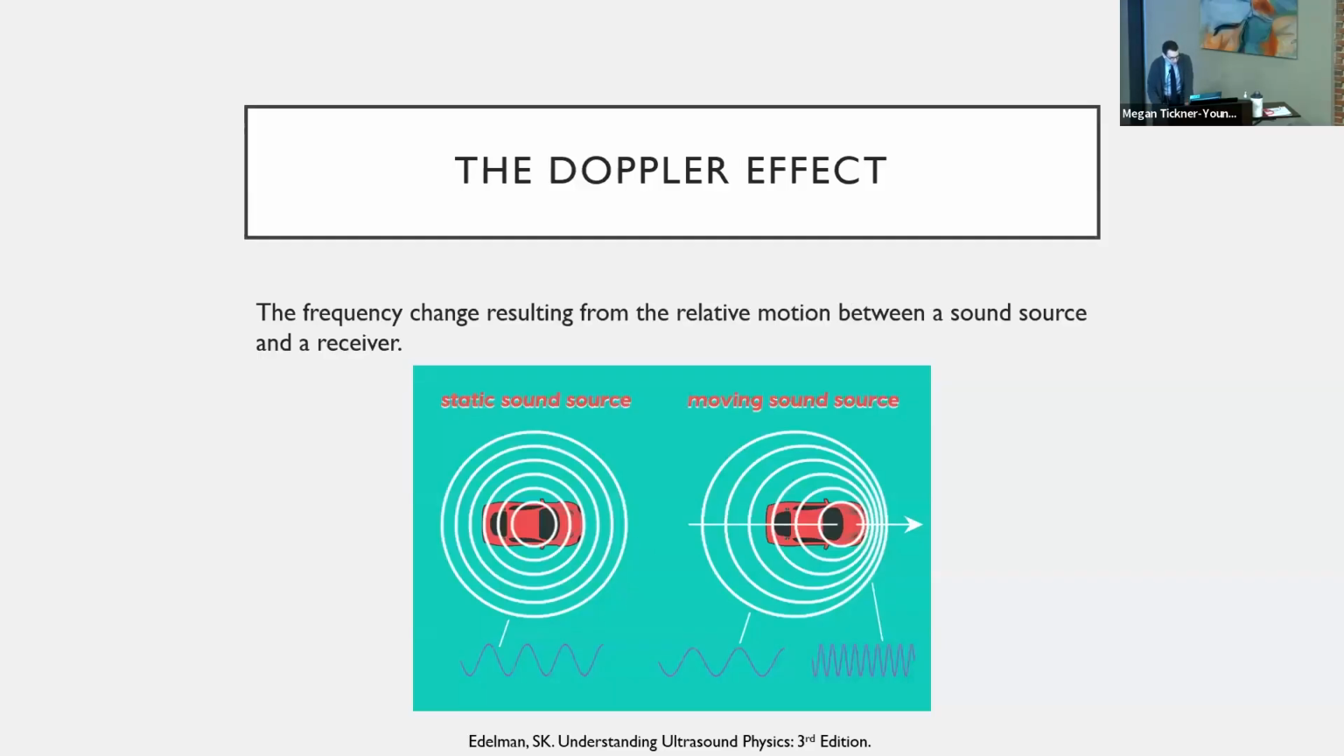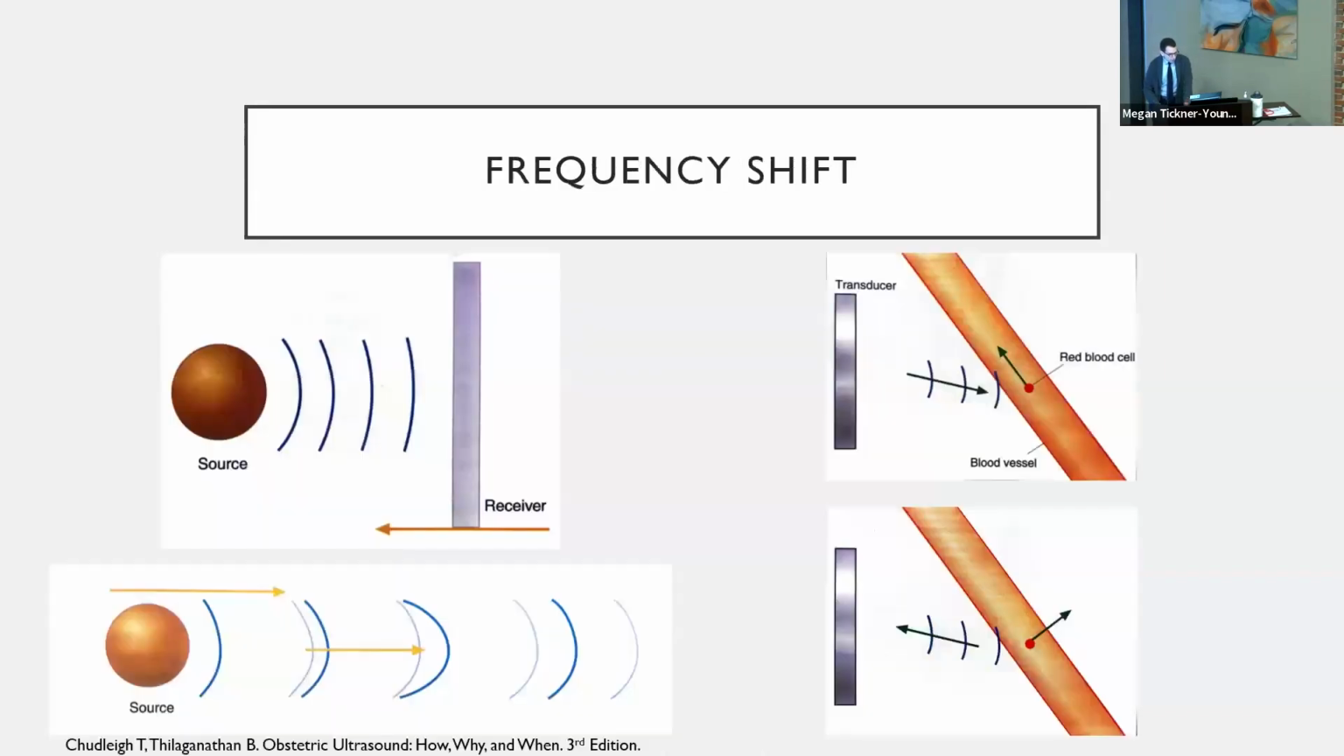We should all know the Doppler effect from our intro pre-med courses. The Doppler effect is the frequency change resulting from the relative motion between a sound source and a receiver, and it's direction dependent. A Doppler shift is positive when red blood cells move towards the transducer. The reflected frequency is higher than the transmitted frequency. And when cells move away from the transducer, the Doppler shift is negative. The reflected frequency is lower than the transmitted frequency.